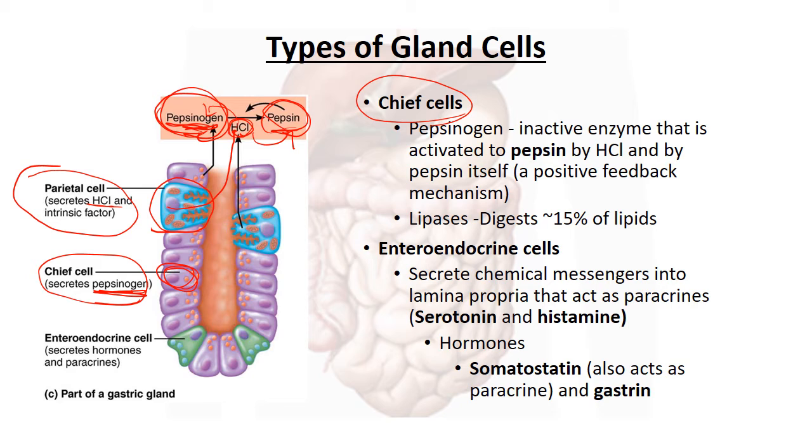Now, the chief cells also produce some lipases, but it only digests about 15% of the lipids.